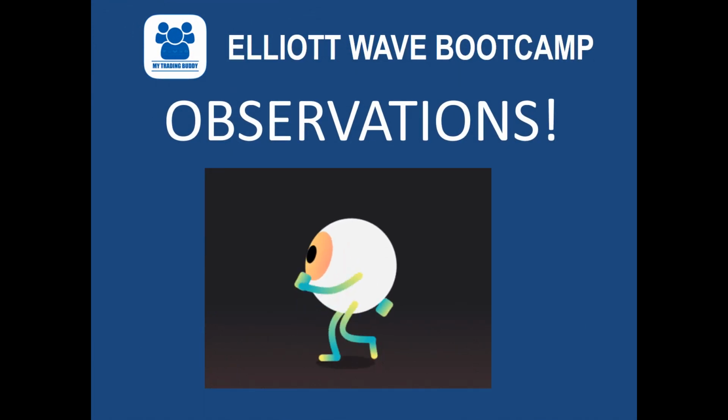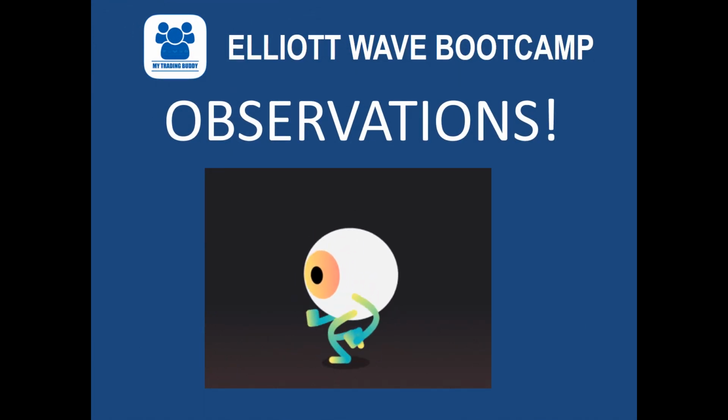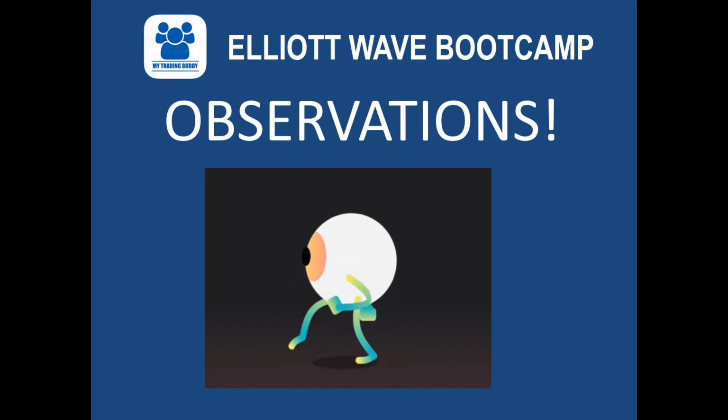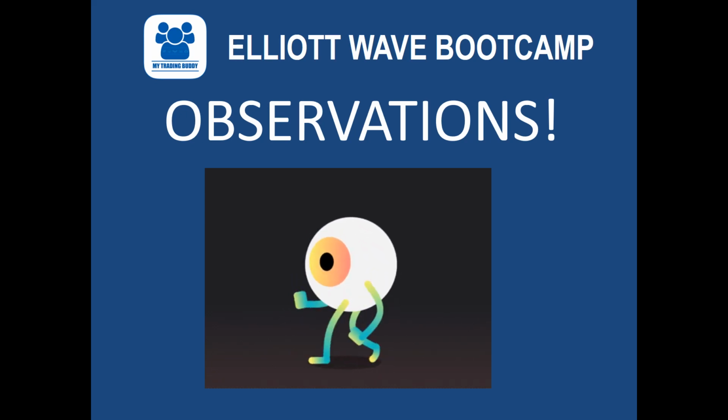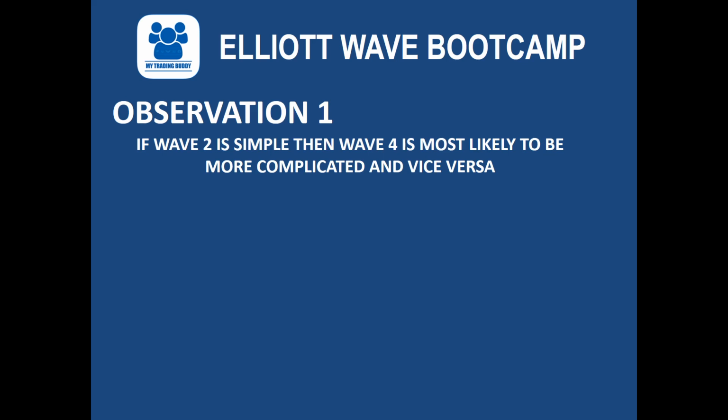Now we're going to talk about some observations. These are not set in stone, but they give you that warm and fuzzy feeling when they occur, and they occur very often. So these are important observations to note when you're trading Elliott waves. If wave 2 is simple, then wave 4 is most likely to be more complicated, and vice versa. So if wave 2 is complicated, then wave 4 is usually simple.